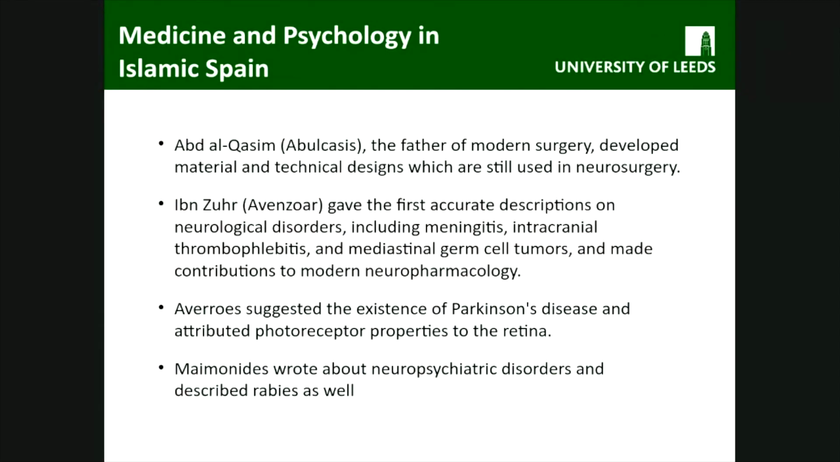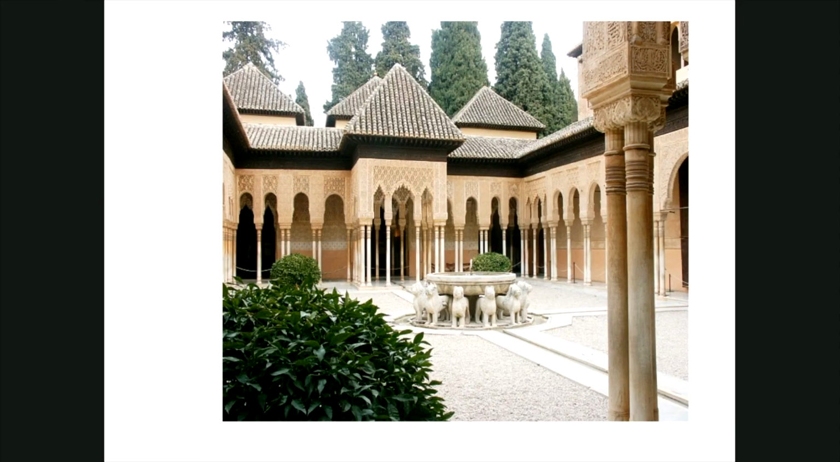This is an illustration of the Court of the Lions, part of the Alhambra Palace, or Qasr al-Hamra. They use the Arabic language. This particular palace is in Granada, in Spain.